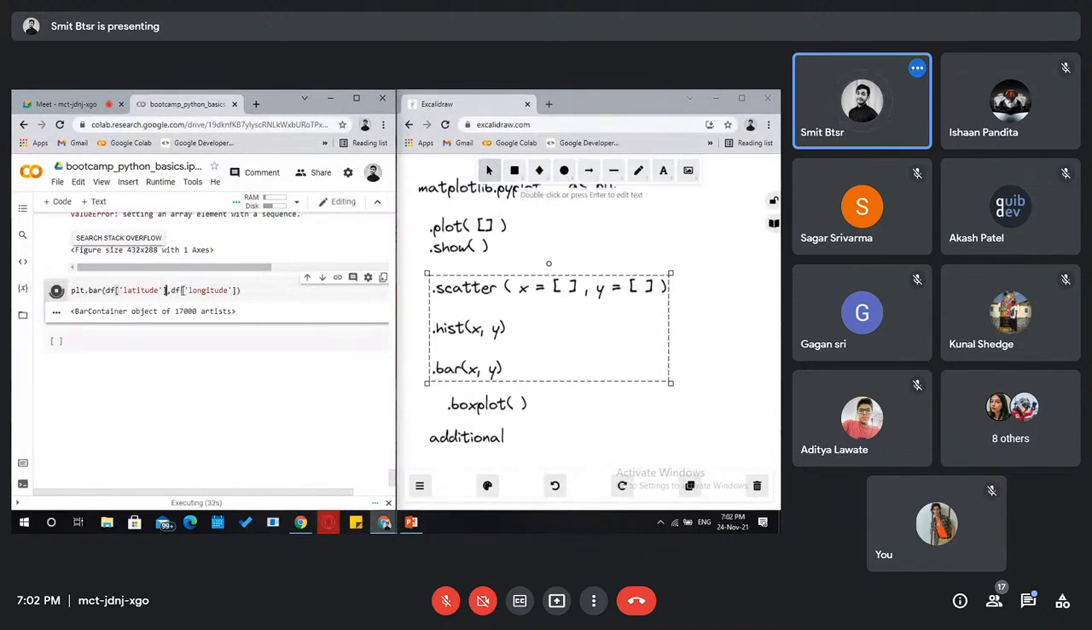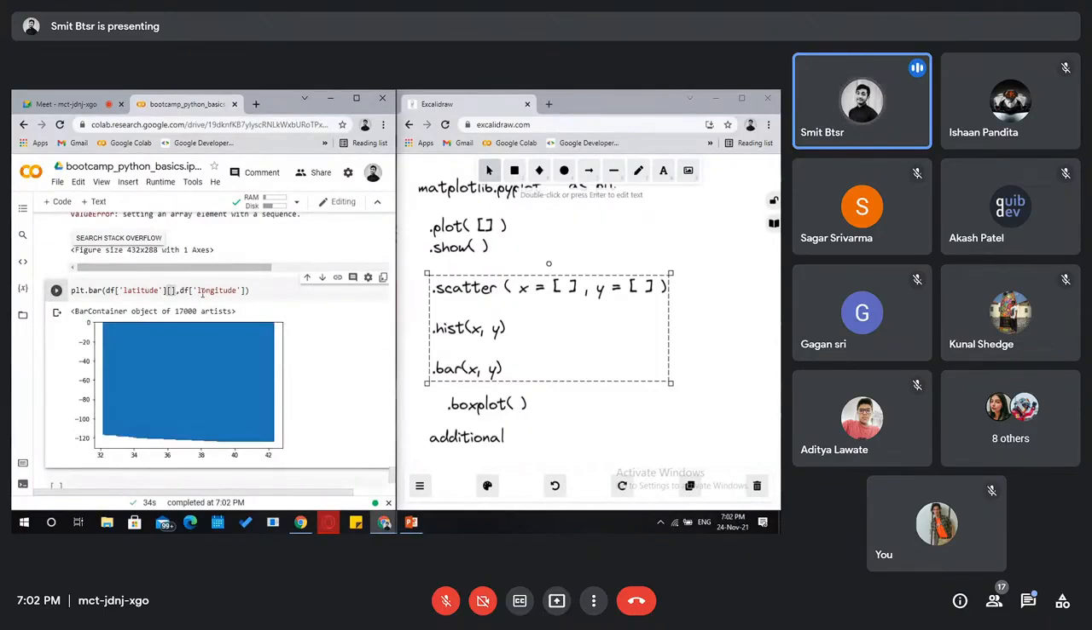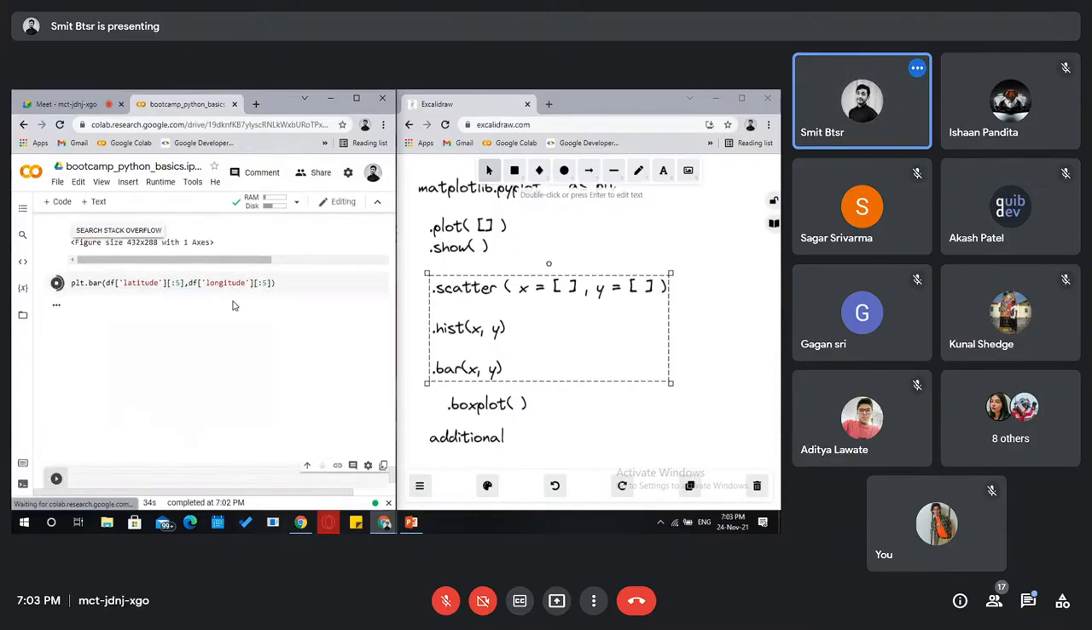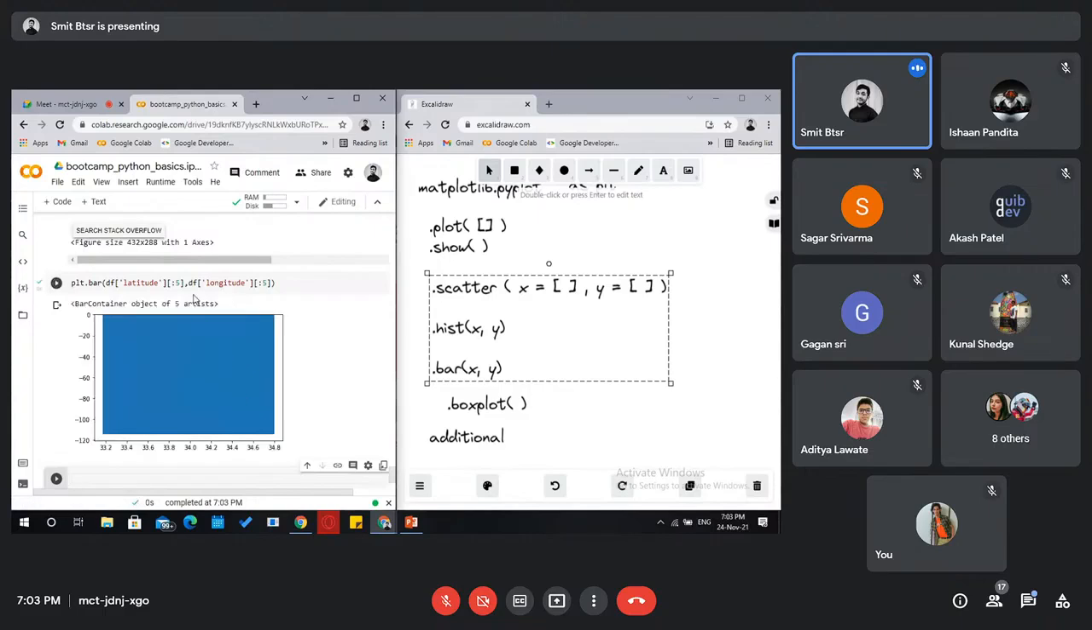So let's run it with 5. Okay, I got what happened. Just because there are 17,000 rows now, there are lots of bars it is plotting. So we will reduce it to a few number of bars. It is still a lot of them.